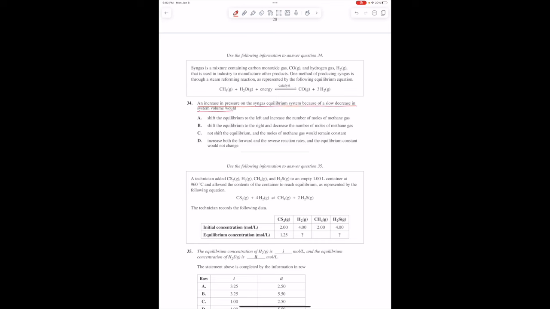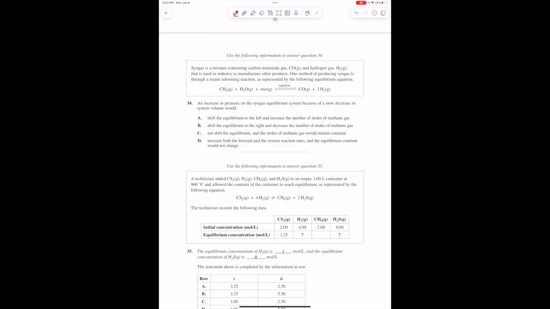Increase in pressure on the syngas equilibrium system because of a slow decrease in system volume. Okay. Increase pressure by decreasing volume. So think of holding an imaginary syringe in your hand, and now start pushing it down. The volume's getting smaller and the pressure's getting bigger, like if you capped it, right?